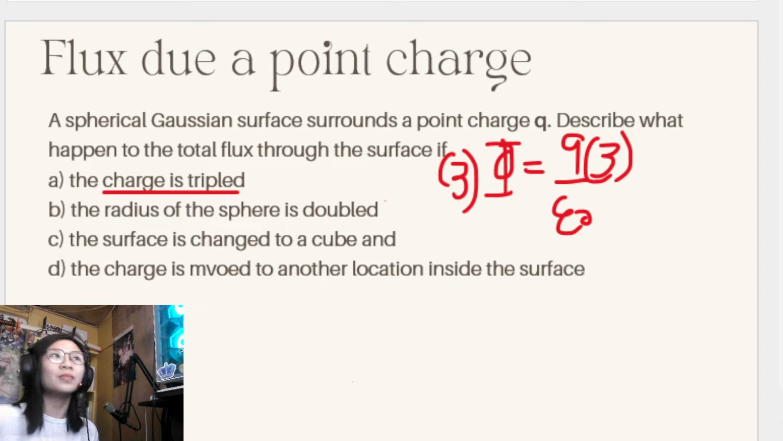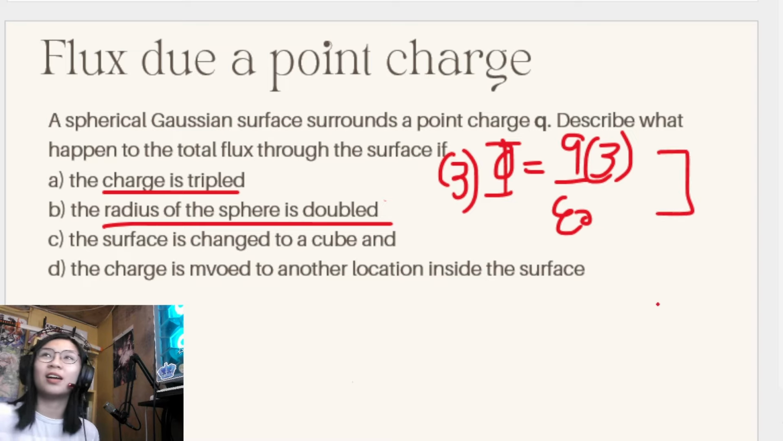How about if the radius of the sphere is doubled? Letter B, wala siya effect. There will be no effect because it talks about radius and wala man tay surface area or wala man tay A diriya sa ato ang formula kay Gauss law. So therefore, wala siya labot if mo dako, if mo gamay imuhang surface. Your flux will remain the same.